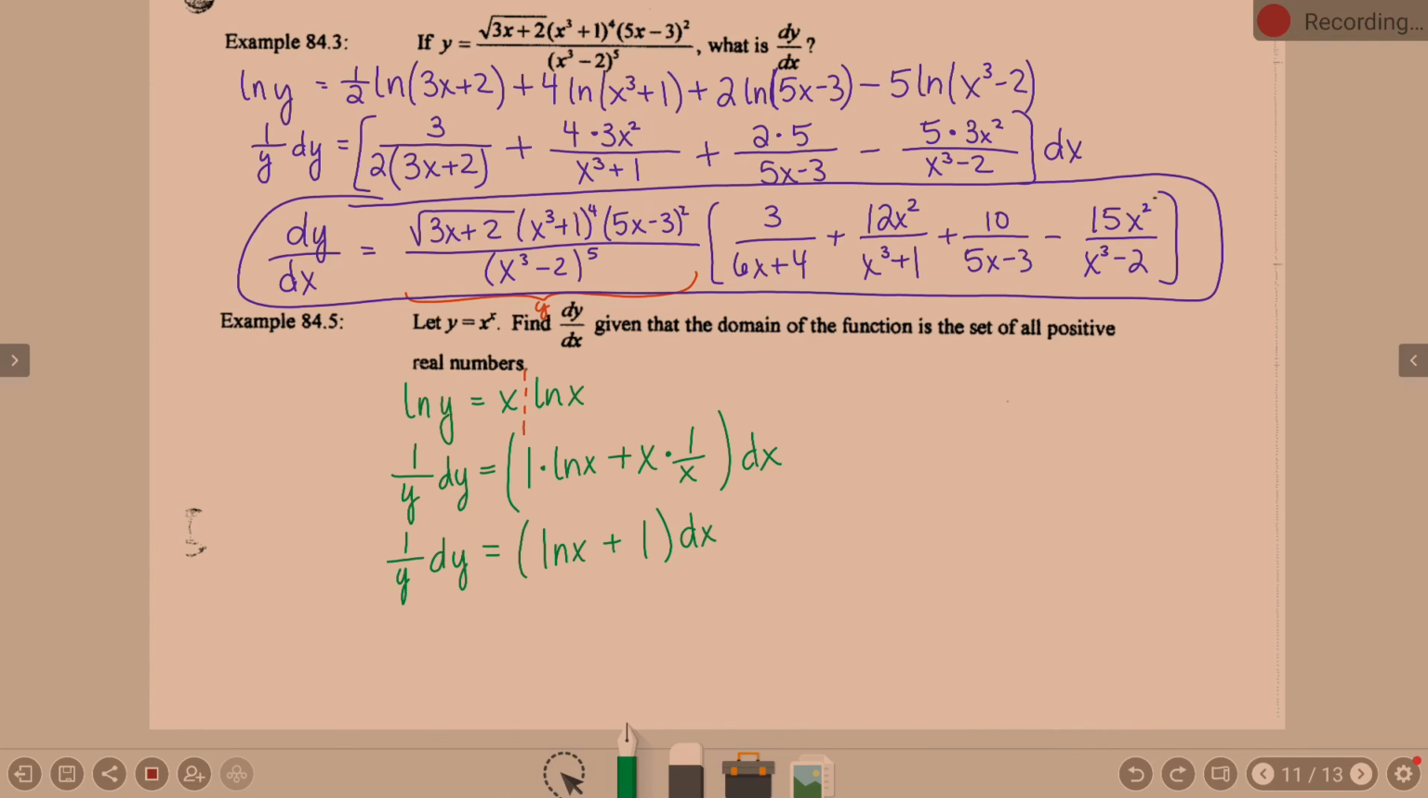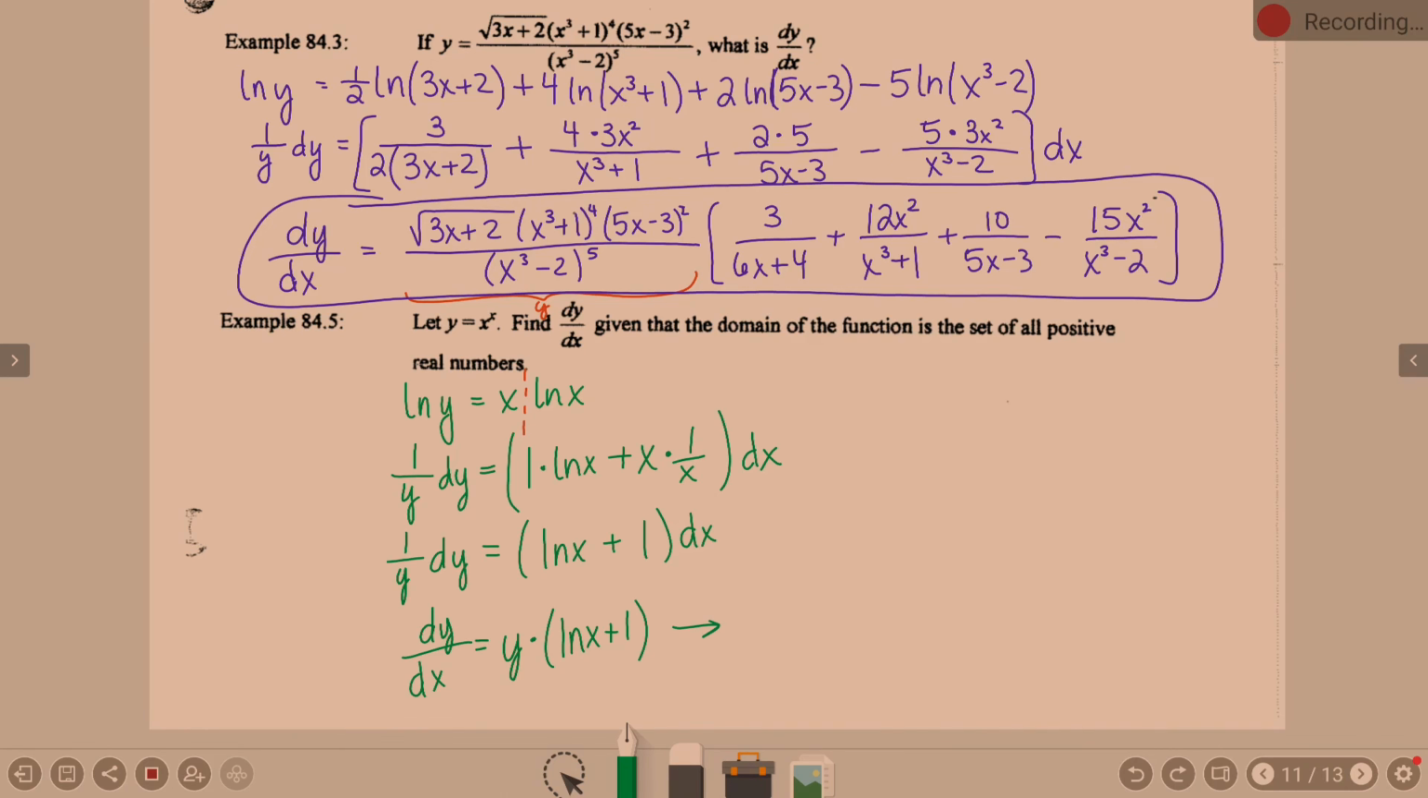Okay. And at this point, you're ready to solve for dy dx. I'm going to keep the dy where it is. I'm going to divide the dx over, right? If it's 1 divided by y, I'm going to say times y. I'll fill it in a moment. You can go ahead and fill it in if you want. And then times ln x plus 1.